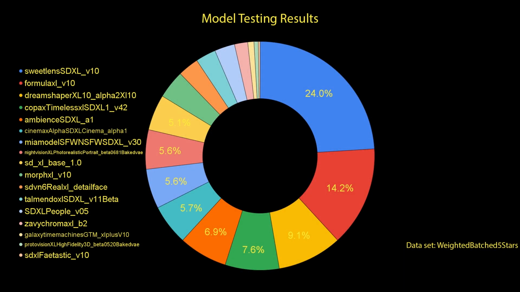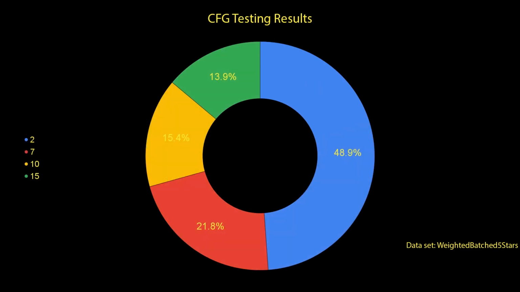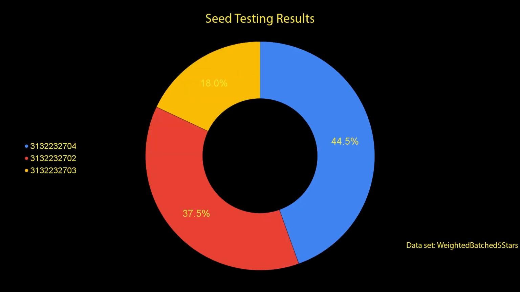Across the images graded 5 stars, a weighted 24% of them belong to the Sweet Lens model, with Formula XL and Dream Shaper Alpha XL rounding out the top 3. Sampler was a bit more of a contested race, supporting the notion that sampler choice is largely a function of personal preference, though the sampler DPM++ 3M SDE was considered notably less favorable. CFG showed a strong preference for lower values, with images generated with a CFG of 2 making up nearly half of the weighted 5-star results. And lastly, seed, which had a pretty even split between 702 and 704, leaving 703 to be amusingly disliked.